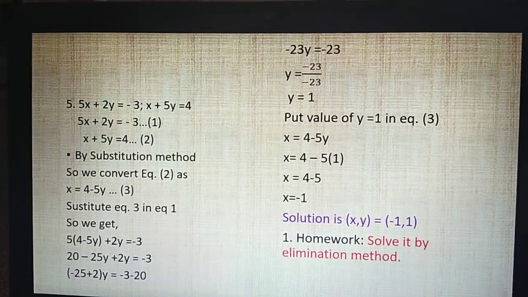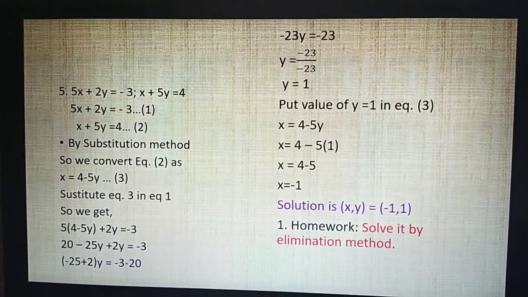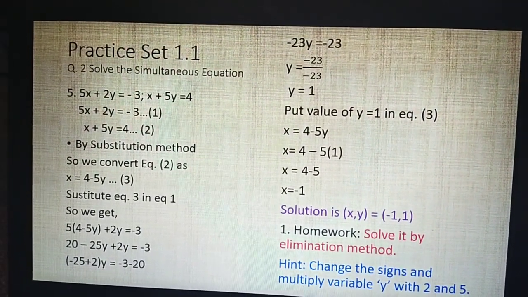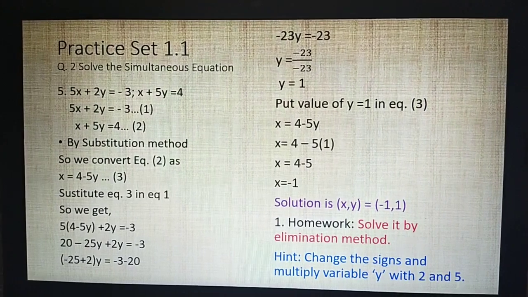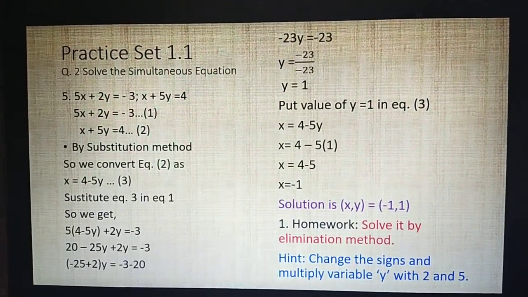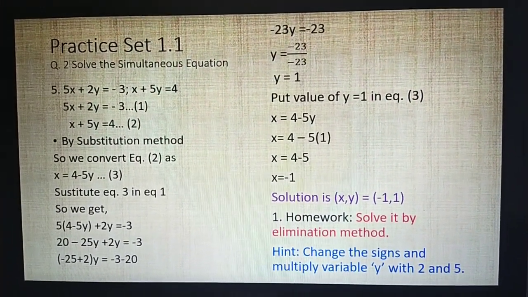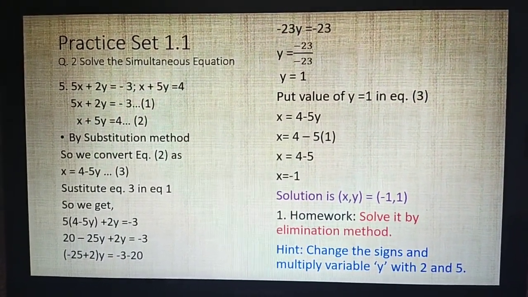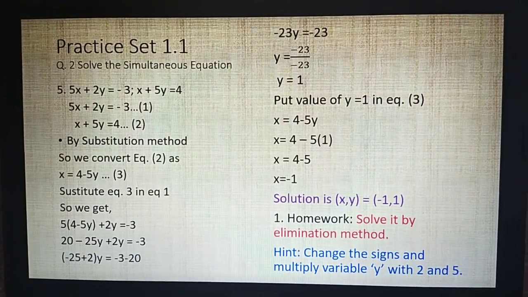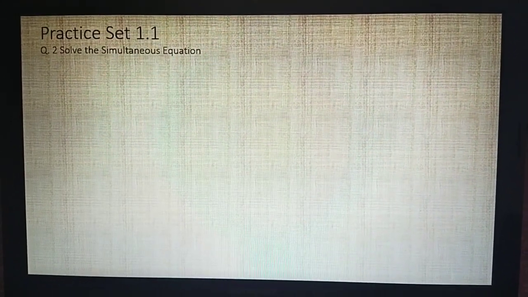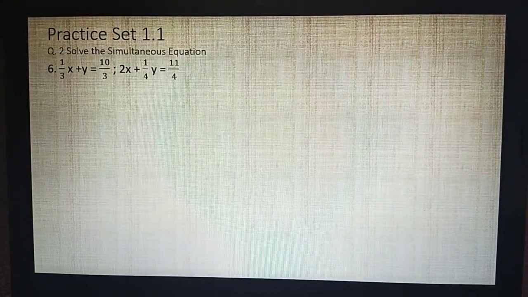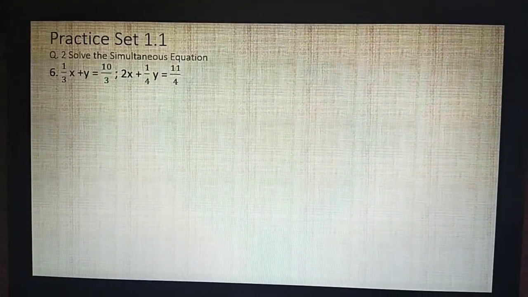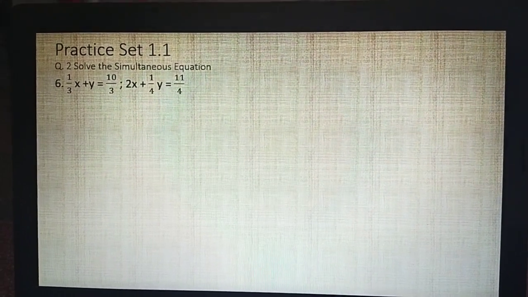Now your homework today is to solve it by the elimination method. This was practice set 1.1, question number 2, fifth sum. I have also given a hint for this method: you have to change the sign and multiply variable y with 2 and 5. Now we will see the next sum. This sum is a little difficult, yes, but we will make it easy.